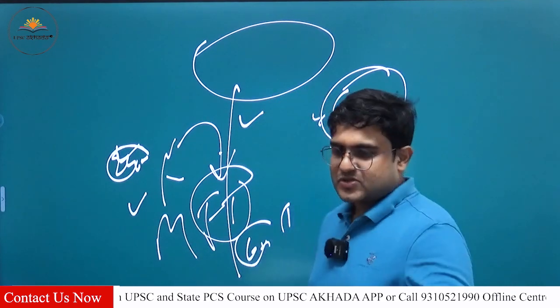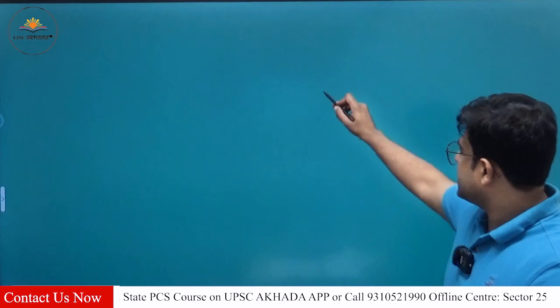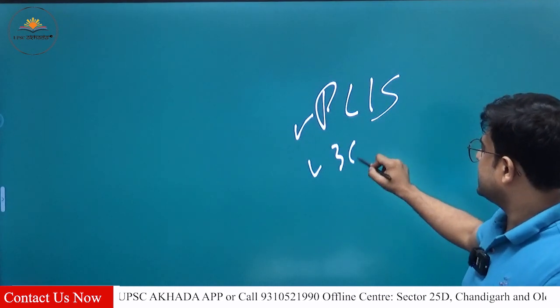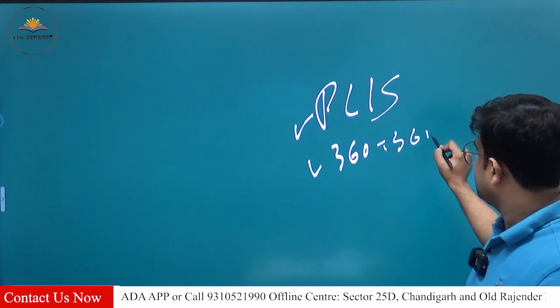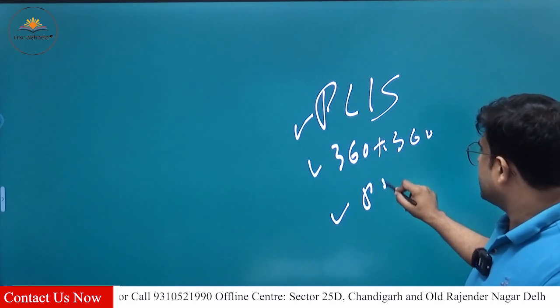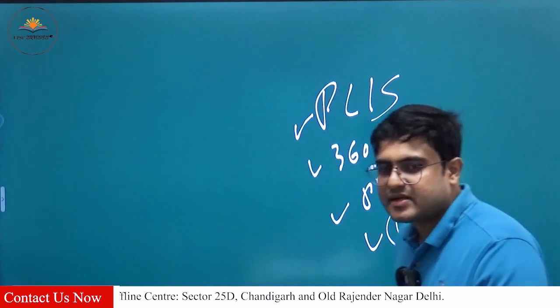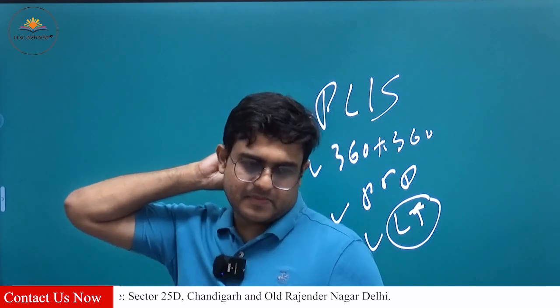So government has also taken steps. We all know performance linked incentive scheme has been introduced, 360 plus 360. Perform or perish. Lateral entry in specialized areas, it should promote specialized areas.